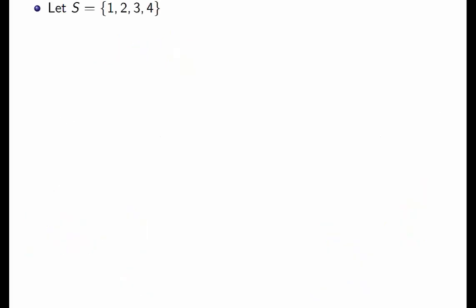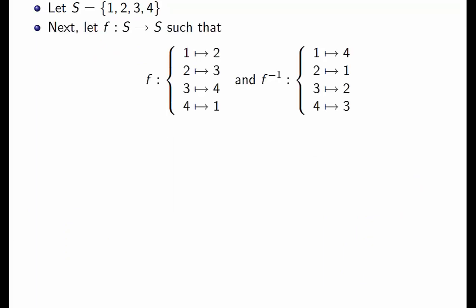Let's consider some examples. Let S be the set with 4 elements, 1, 2, 3, 4. Let's consider the map f, which takes 1 to 2, 2 to 3, 3 to 4, and 4 to 1. And the inverse of f will, of course, take 1 to 4, 2 to 1, 3 to 2, and 4 to 3. Simply just reverse the arrows here.